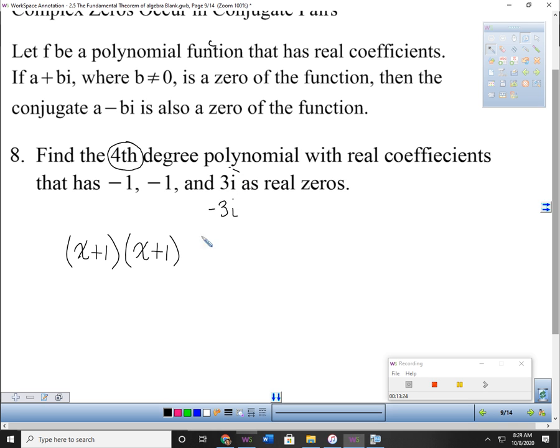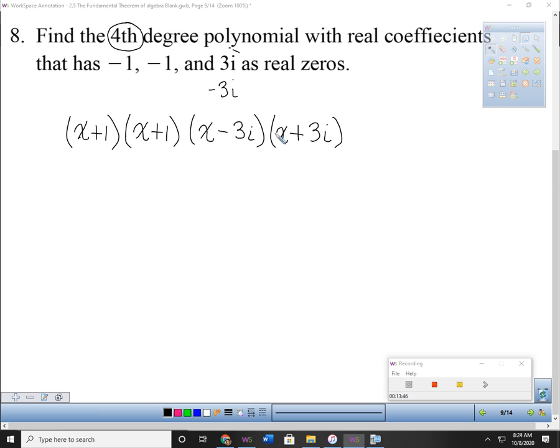Then for the 3i, that would be x minus 3i. And then for the -3i, that would be x plus 3i. So if they say 4th degree, I should have 4 of these parentheses. I should have 4 zeros, 4 parentheses.